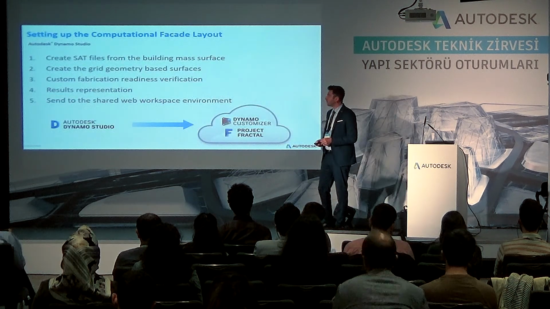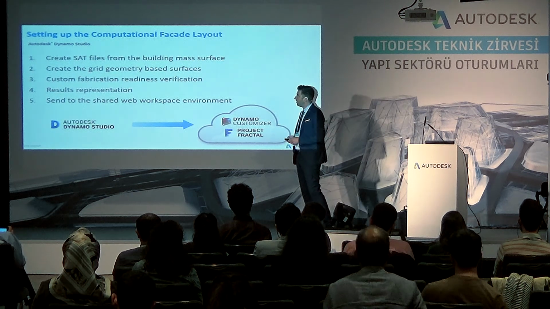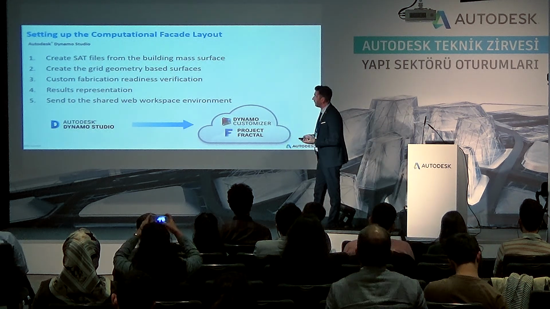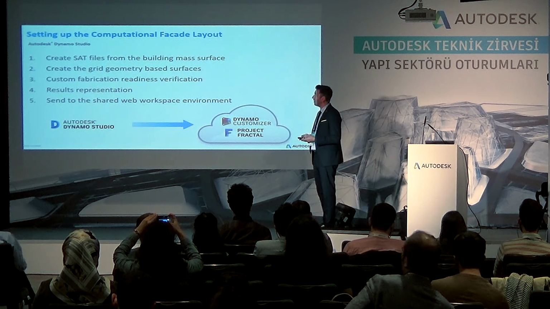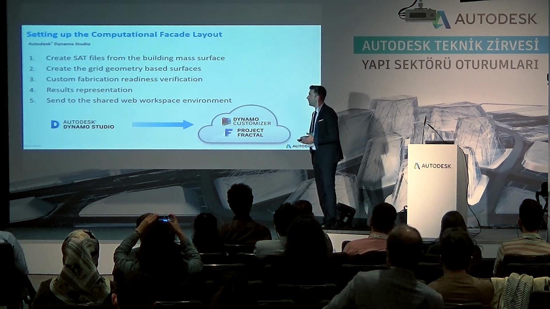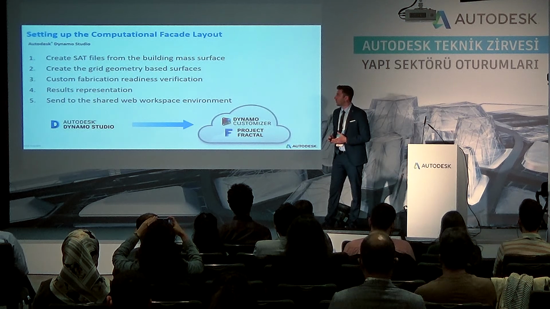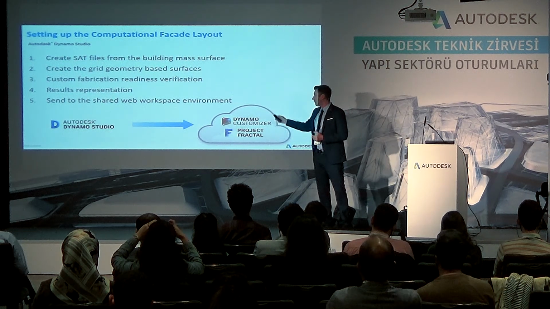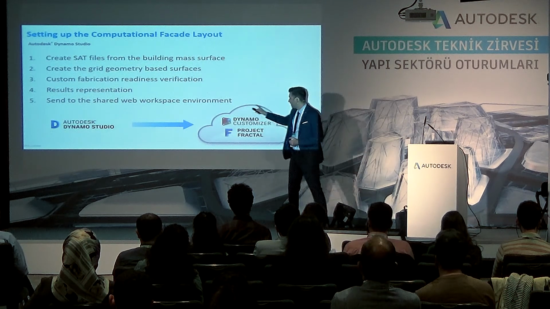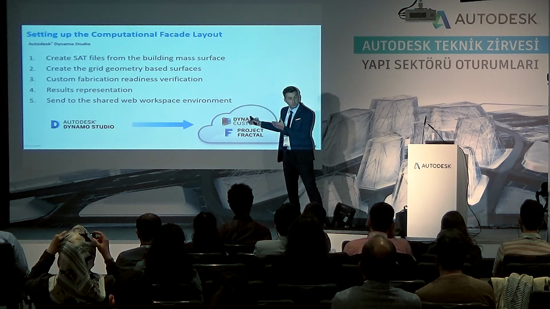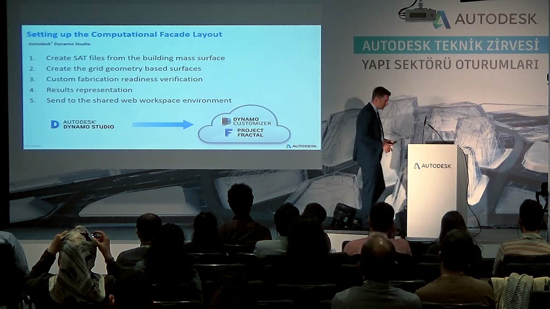Now let's see how this works. First step, we need to create a SAT file from the building mass surface, create the grid geometry-based surface, custom fabrication readiness verification, results representation, and send that to the cloud. So you can see these are cloud products. Whenever you see this sign, it means that it's a cloud product.